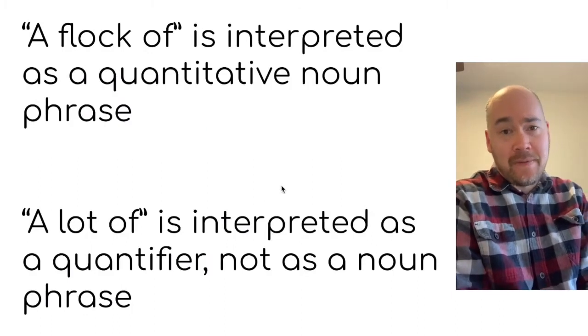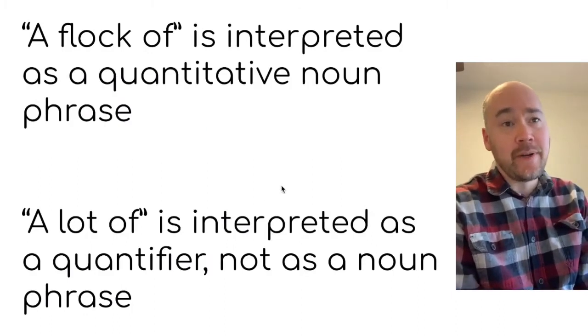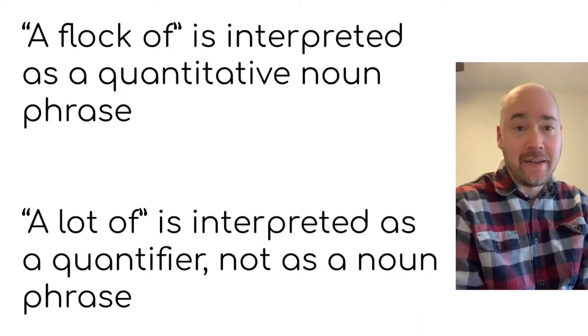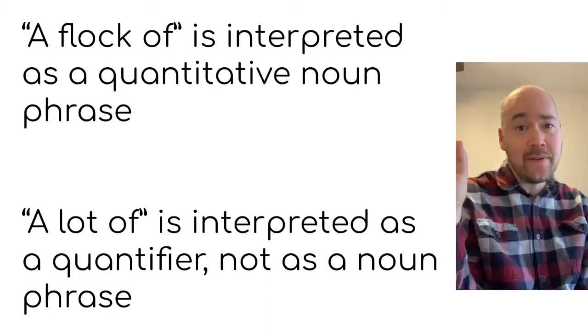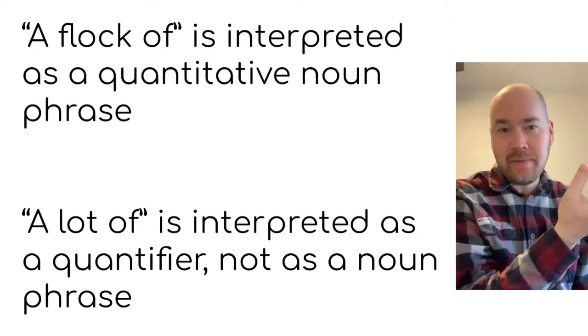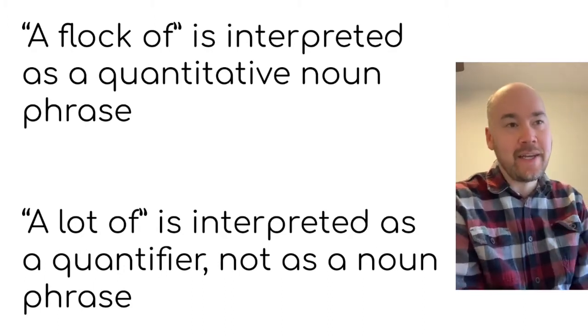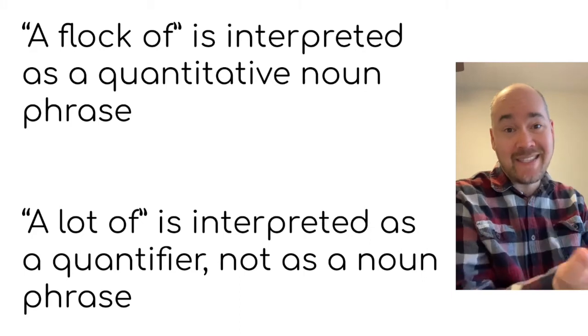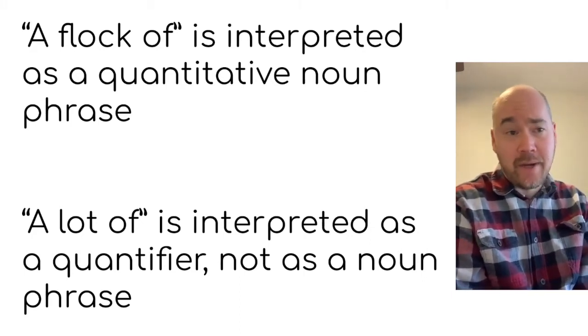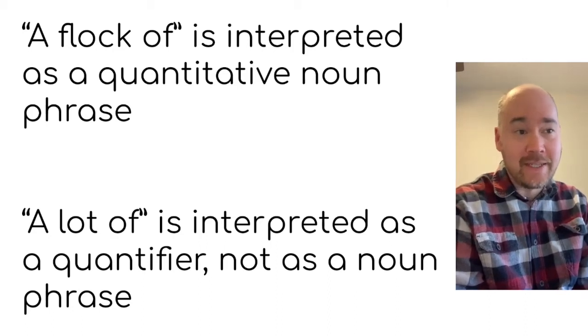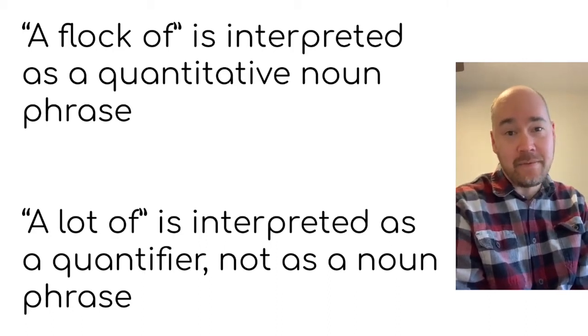So we interpret a flock of, and a lot of other similar phrases, as what we call a quantitative, or a noun phrase where whatever comes after flock of is just some more information about the flock, but the flock is the head of that noun phrase. And so we consider that a single subject. On the other hand, we interpret a lot of, and some other similar phrases, as quantifiers, not as noun phrases.